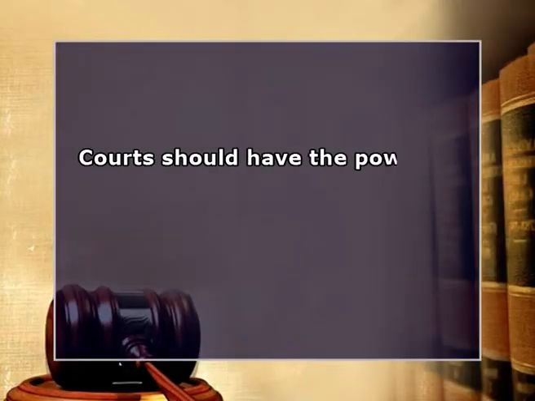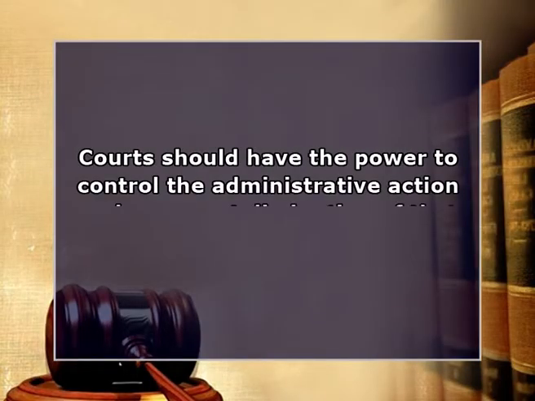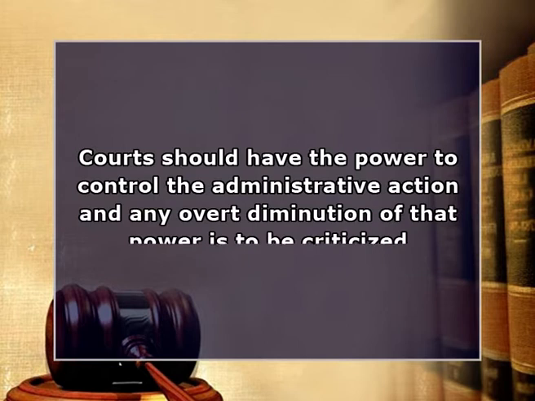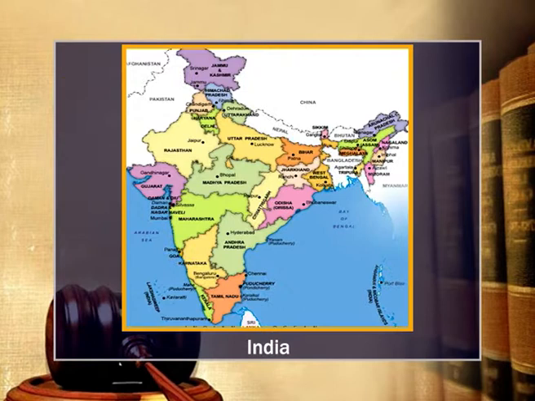Rule of law, for that matter, is also associated with supremacy of courts. Therefore, in the ultimate analysis, courts should have the power to control the administrative action, and any overt diminution of that power is to be criticized. The principle implicit in the rule of law that the executive must act under the law and not by its own fiat is still a cardinal principle of the common law system, which is being followed by India.